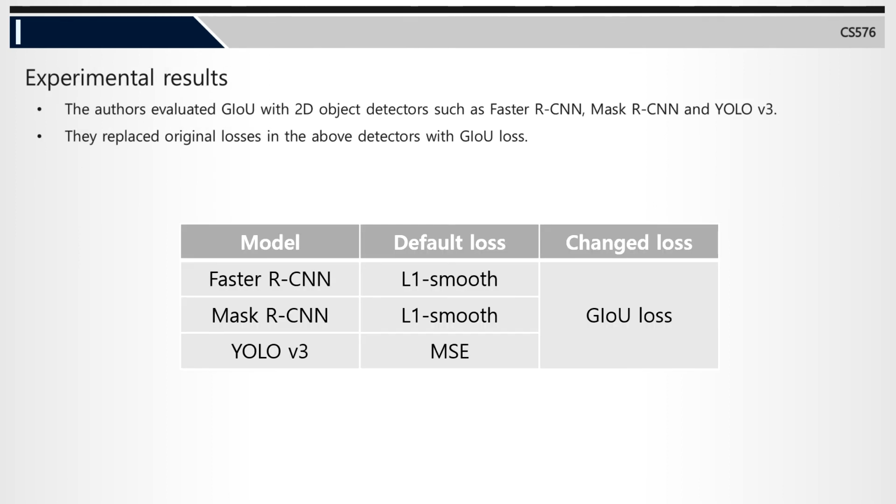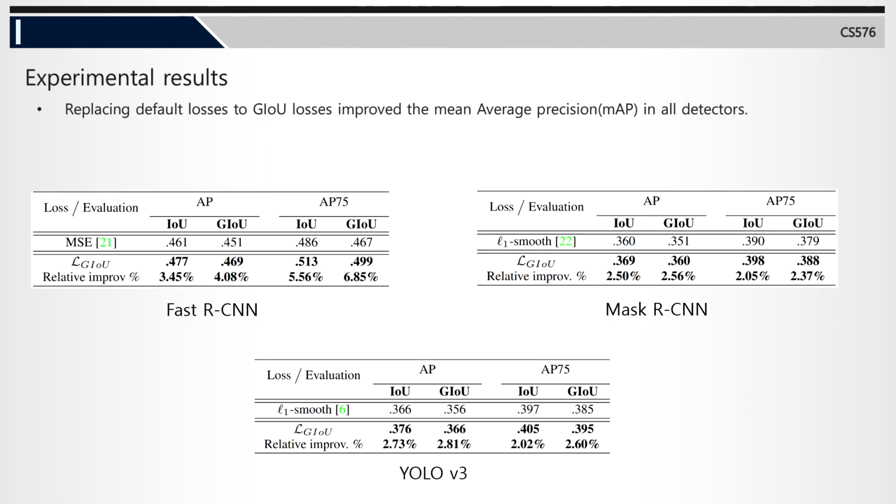Due to these properties, GIOU has a gradient in all possible cases and we can use it as an objective function. As an experimental result, the authors evaluated GIOU on 2D object detectors such as Faster RCNN, Mask RCNN, and YOLO v3. More specifically, they replaced original losses in the above detectors with GIOU loss. You can see that replacing default losses to GIOU losses improved the mean average precision, mAP, in all detectors.